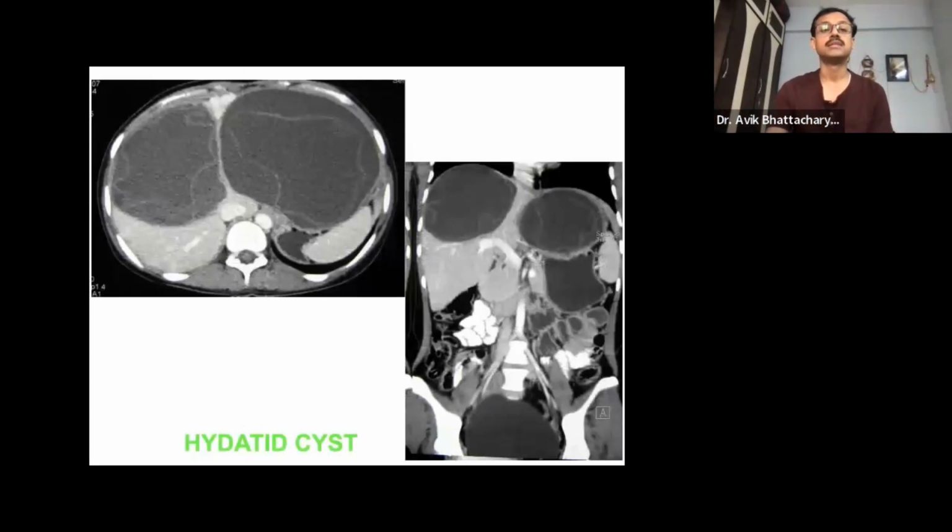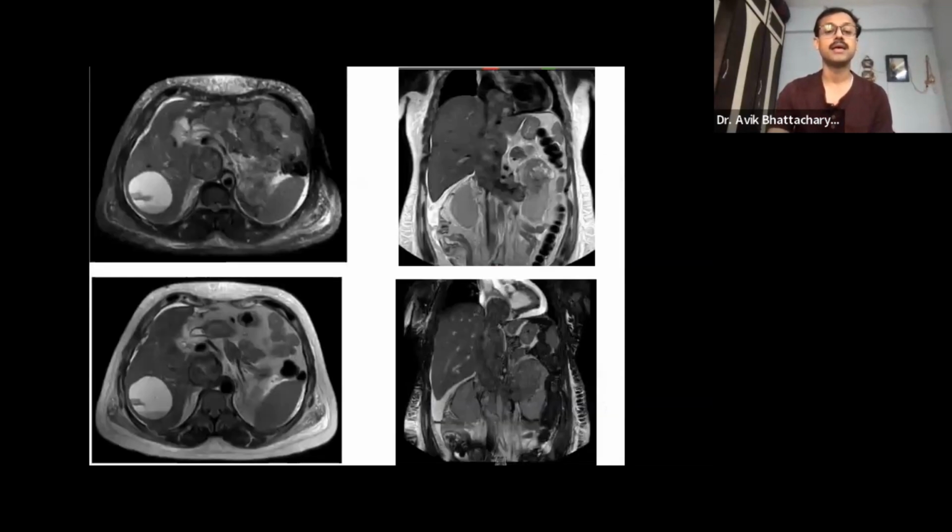Well, this is the CT scan of a different patient showing two large cysts inside the liver having a curvilinear internal membrane. And this is also a very characteristic picture of hepatic hydatid cyst. Another patient.